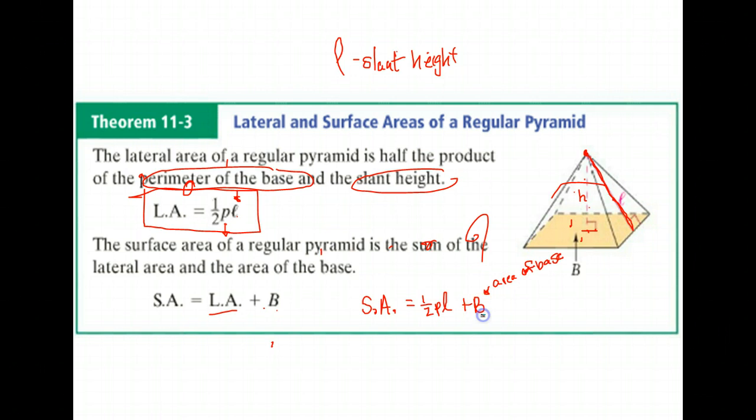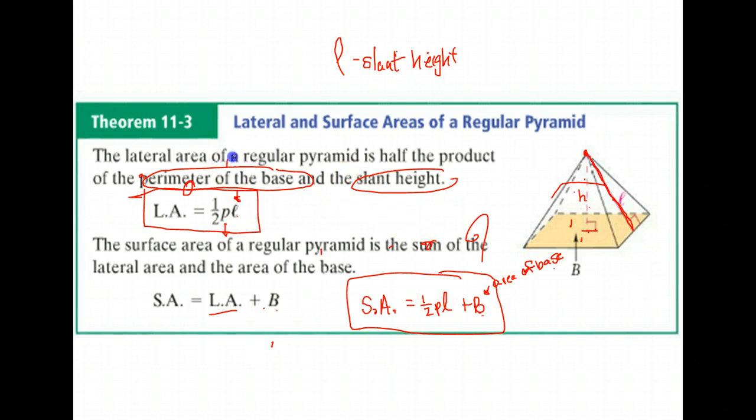Again, the reason we don't give a specific formula for the area of the base part is because your base could be any polygon. It could be a triangle, square, rectangle, hexagon, trapezoid, any of those. And they all have different formulas for their area. So that's why we just put a capital B here and say area of the base.